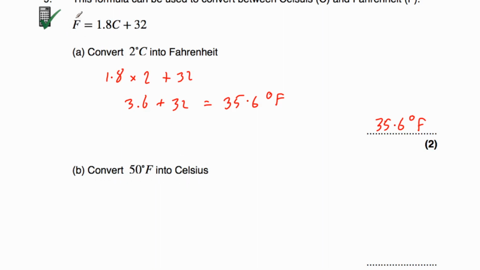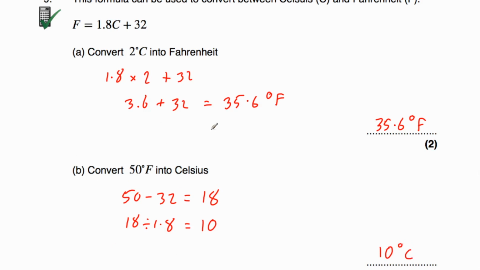So if we want to find our degrees Fahrenheit, we take our degrees Celsius, times it by 1.8 and add 32. So if we work backwards, we can find our degrees Celsius. If we take our 50 degrees, take away 32, that's equal to 18. And then if we divide that by 1.8, that would tell us our degrees Celsius. So 18 divided by 1.8 is equal to 10. So 50 degrees Fahrenheit in Celsius would be 10 degrees Celsius.